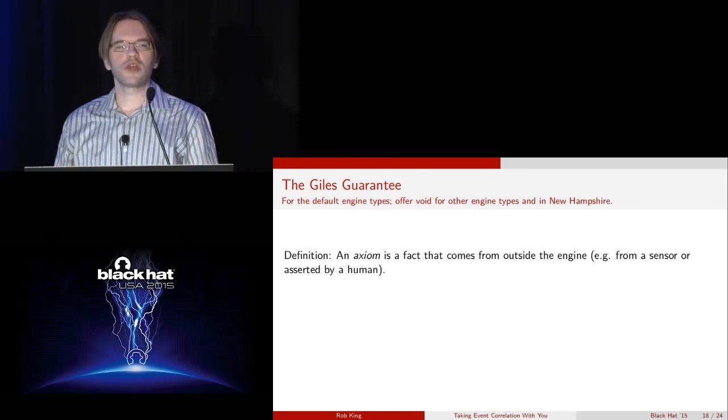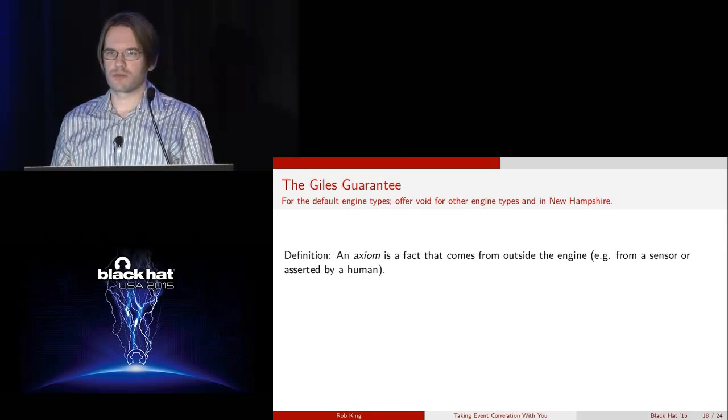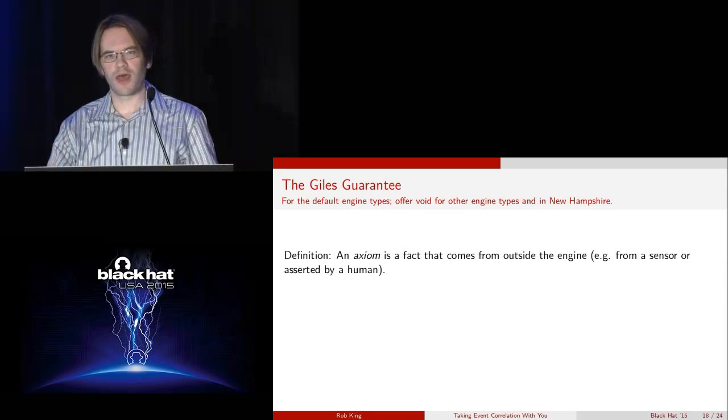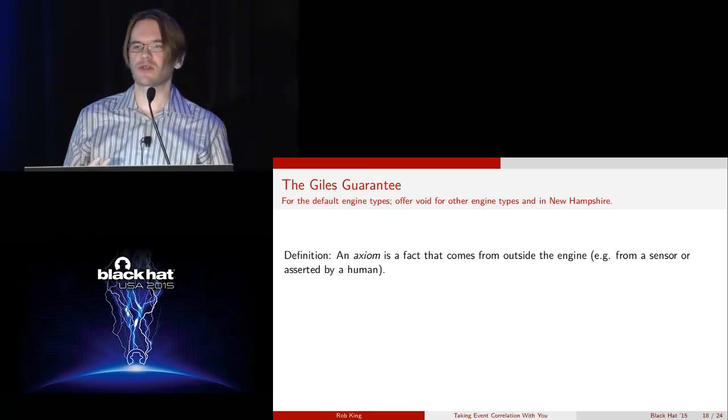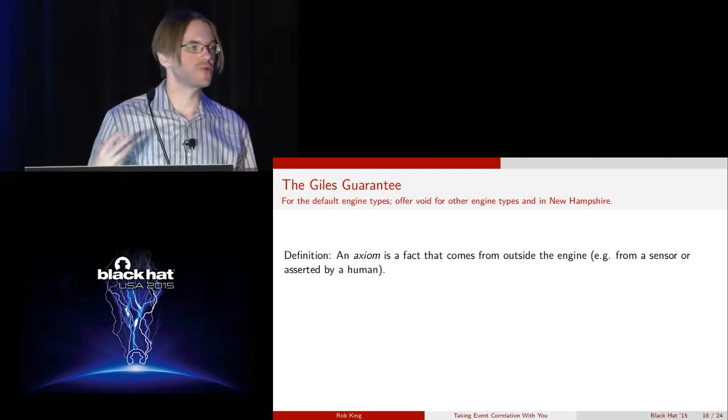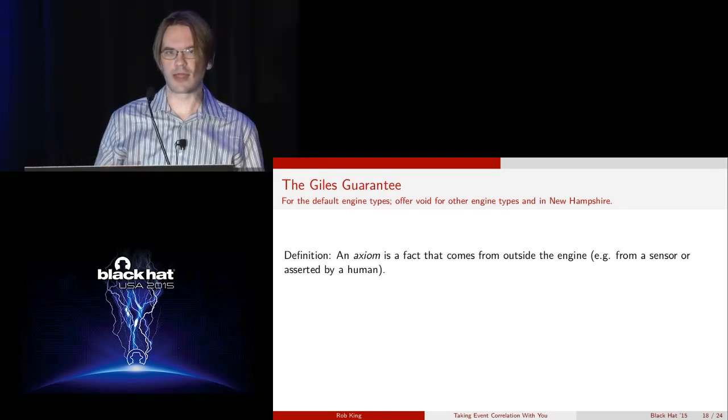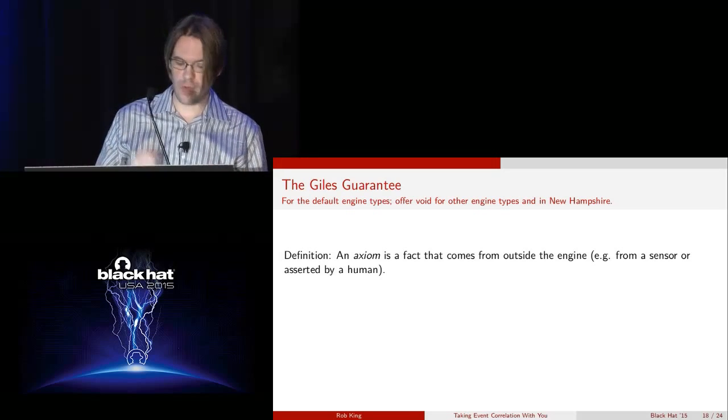So when you give it a fact from outside the engine, from a sensor, from a person, whatever, we call that an axiom. That's basically just saying that it isn't a fact that the engine produced as the result of some sort of rule. It came from outside the engine.